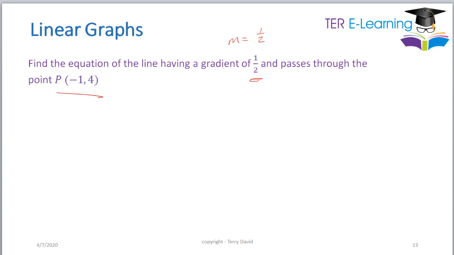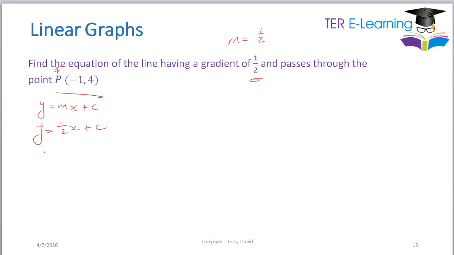All right, so let's see, Daryl changed his answer. Let me check it out. So we know the gradient. The gradient is a half. We know what the point P is. So again, we start off with the general form, which is y equal mx plus c, right? And we know that m is a half, so therefore y is equal to a half x plus c. So our objective now is to figure out what the c is. What is the value of c? So we're going to use the point P in order to do this, right?